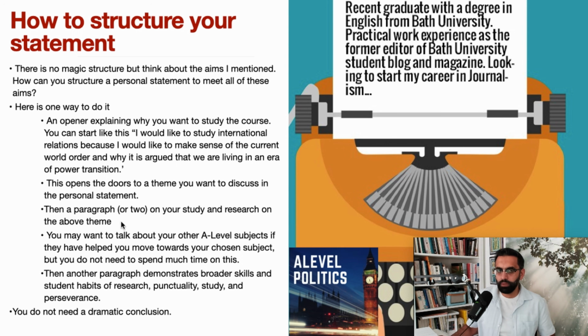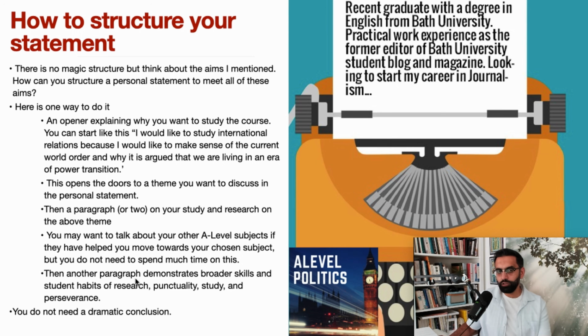Now, you may want to talk about your other A-level subjects, if they've helped you to move towards your chosen subject. But you don't need to spend so much time on this. I know sometimes teachers say, well, do talk about your other subjects, and that's fine. But do it in so much as it helps a university to determine that you are suited to study that subject, right? To study international relations or law, wherever it may be. So you may spend as little time as possible on your A-level subjects, as long as you don't lose sight of the ultimate aim, which is to demonstrate your subject knowledge.